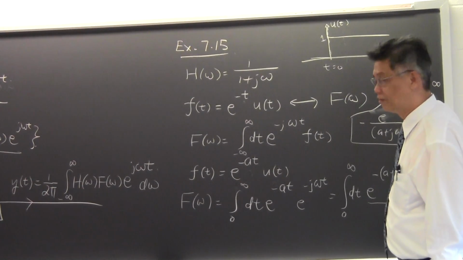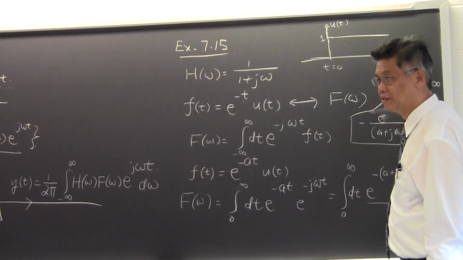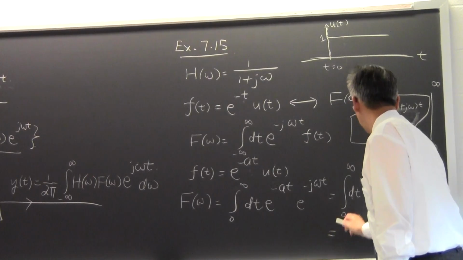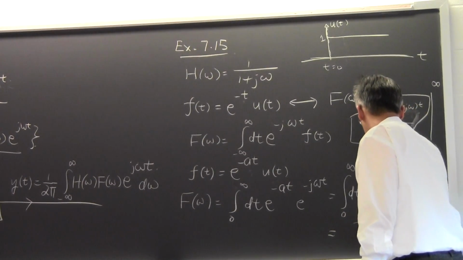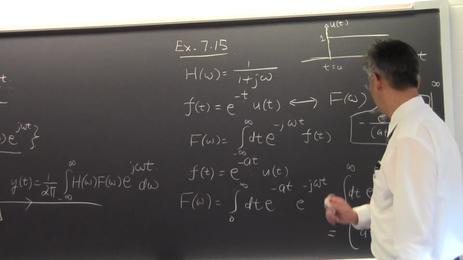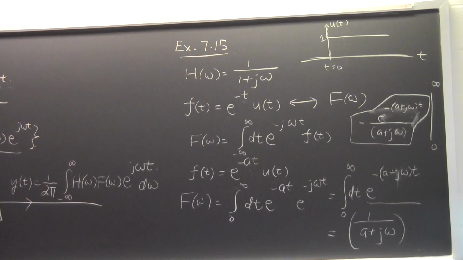It goes to 0. When you evaluate at t equal to 0, the exponent becomes 1. So it's this value minus this value, and then I only have the bottom value left. And the answer is 1 over a plus j omega. Okay?